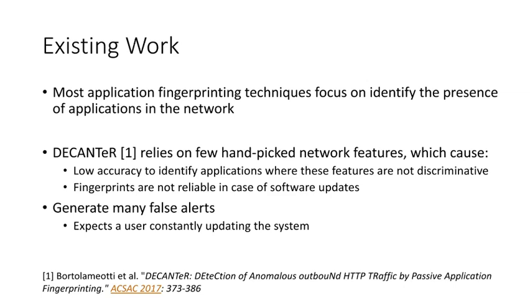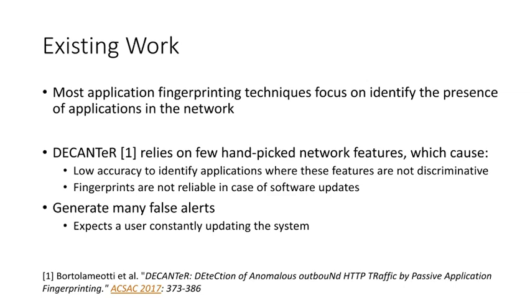When we look at the literature of application fingerprinting techniques, we can see that most of them focus on identifying the presence of applications in the network. So for example, you want to know whether the employees are using WhatsApp in your network, you have the fingerprint of WhatsApp, and then you try to see whether there is traffic that is matching that fingerprint. Now in the setting of anomaly detection is slightly different, because you want to know whether there are unknown applications in your network. The most recent work that discusses this specific topic is Decanter.